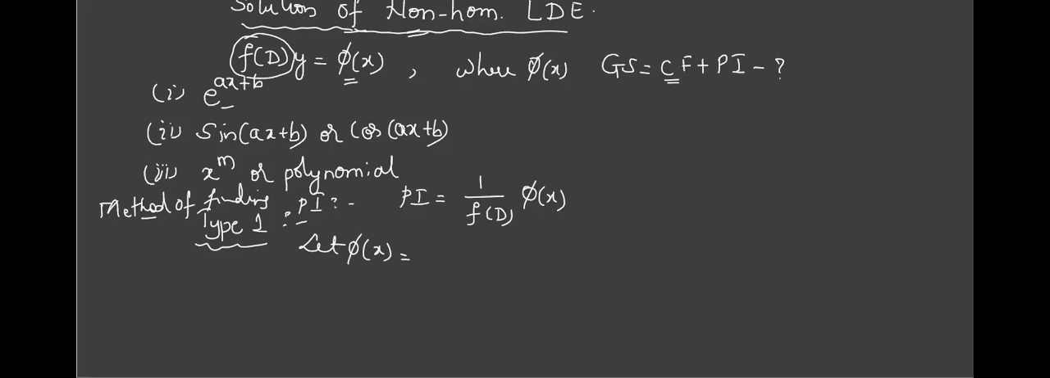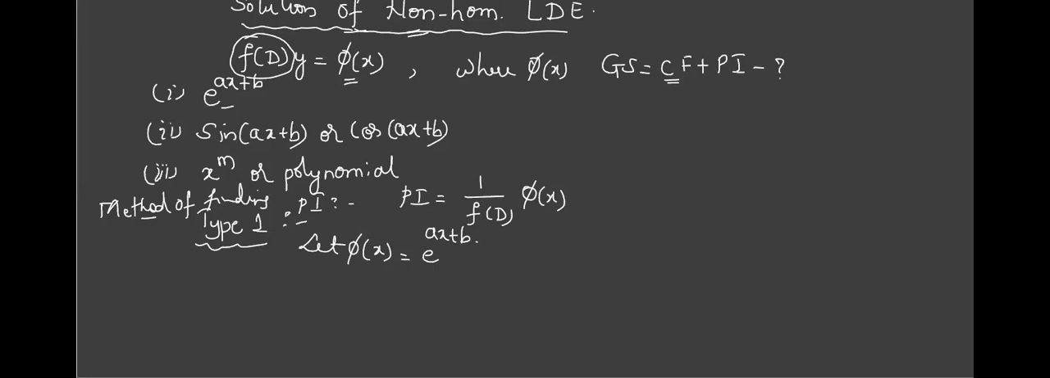We are discussing the first case. What is the first function of x which is given here? Phi of x is taking these three forms, no? Tell me which is the first form. e raised to power ax plus b. So whenever you have an exponential, you have to apply one particular way. This is the simplest among all the three.